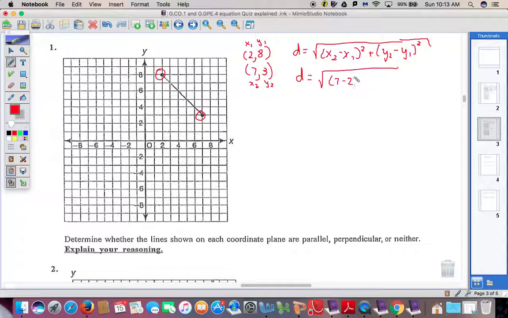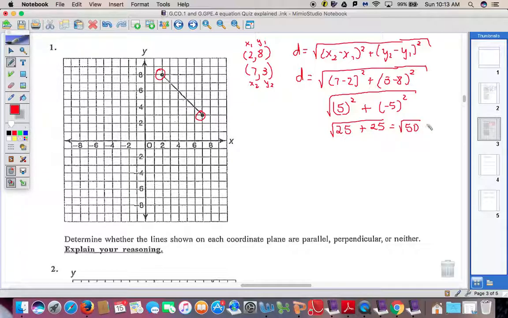7 minus 2 squared plus 3 minus 8 squared. 7 minus 2 is 5, and 5 squared. And 3 minus 8 is negative 5, so I have negative 5 squared. And 5 squared is 25, and negative 5 squared is also 25. So I have the square root of 50, which is approximately 7.07 units or 7.1 units.